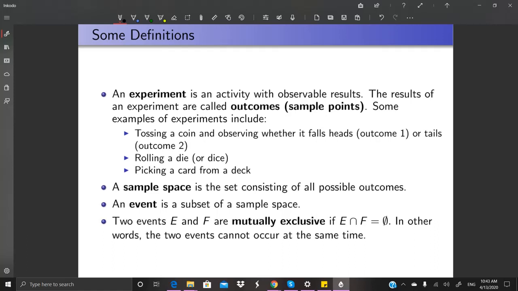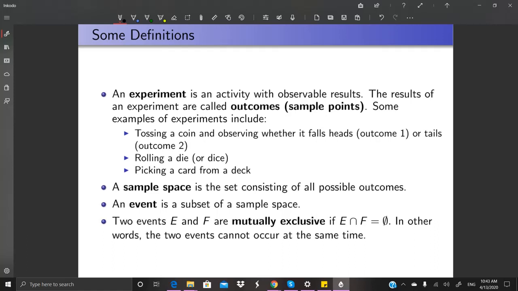A sample space is a set consisting of all possible outcomes. So this is like our universal set, except we're dealing with an experiment. An event is a subset of a sample space, so a subset of this universal set.